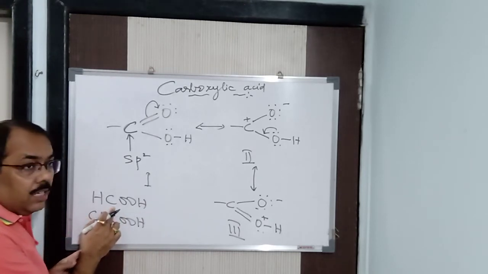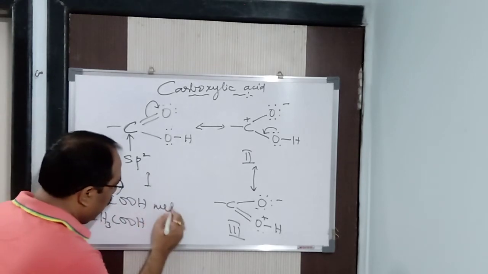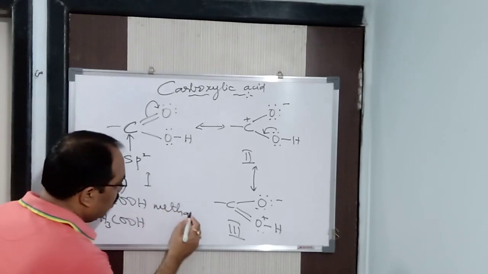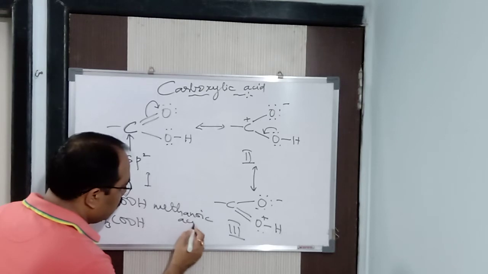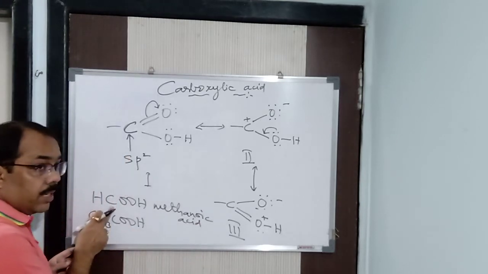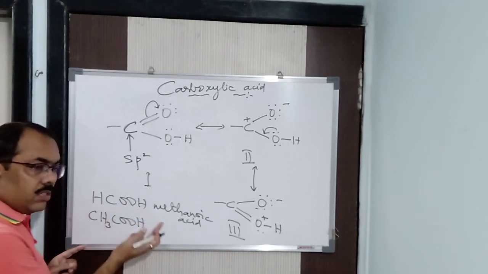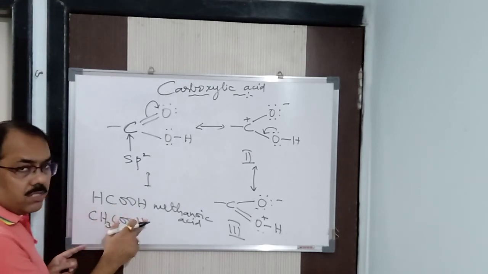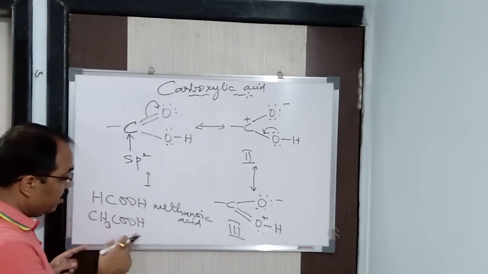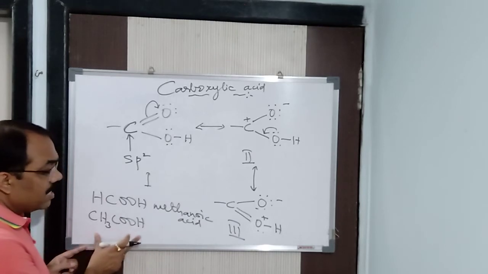Methanoic acid is the IUPAC name. Why methanoic? Because one carbon atom, meth, and it is a carbon single bond, and the secondary suffix is oic acid, so methanoic acid. Similarly, this is what? Ethanoic acid or acetic acid.